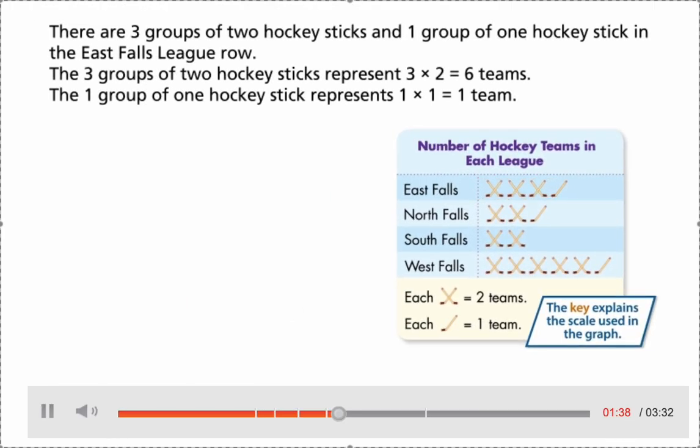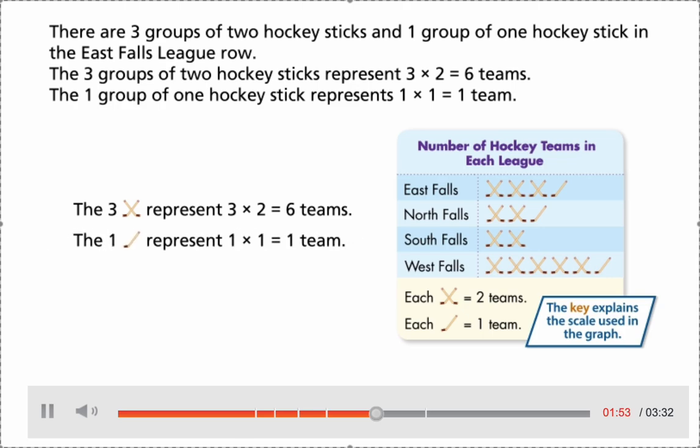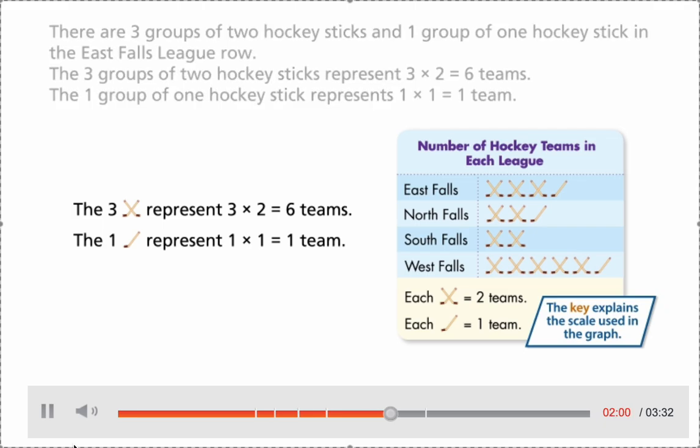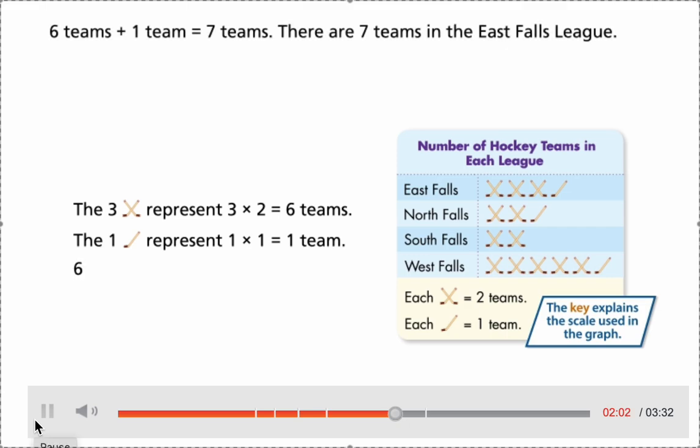There are 3 groups of 2 hockey sticks and 1 group of 1 hockey stick in the East Falls League row. The 3 groups of 2 hockey sticks represent 3 times 2 equals 6 teams. The 1 group of 1 hockey stick represents 1 times 1 equals 1 team. 6 teams plus 1 team equals 7 teams. There are 7 teams in the East Falls League.